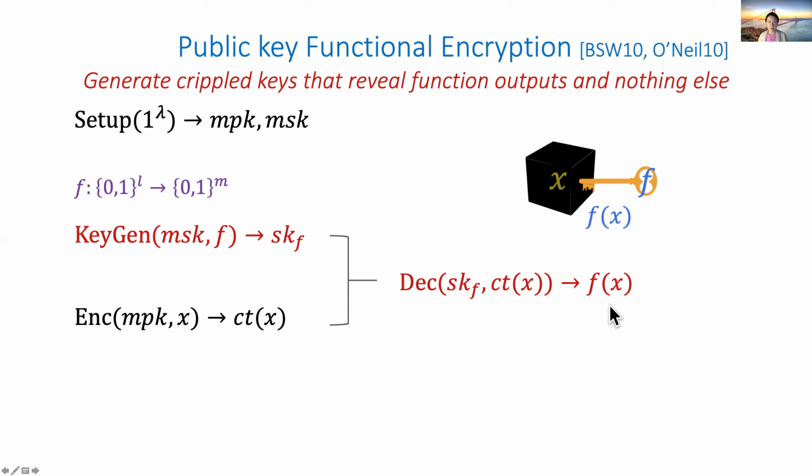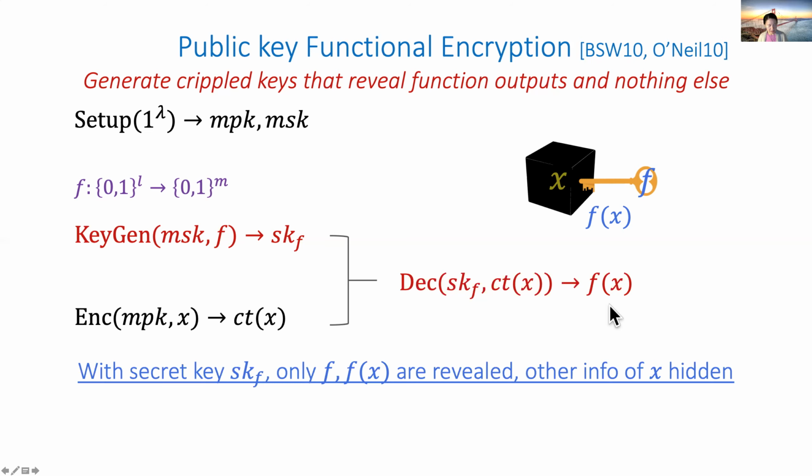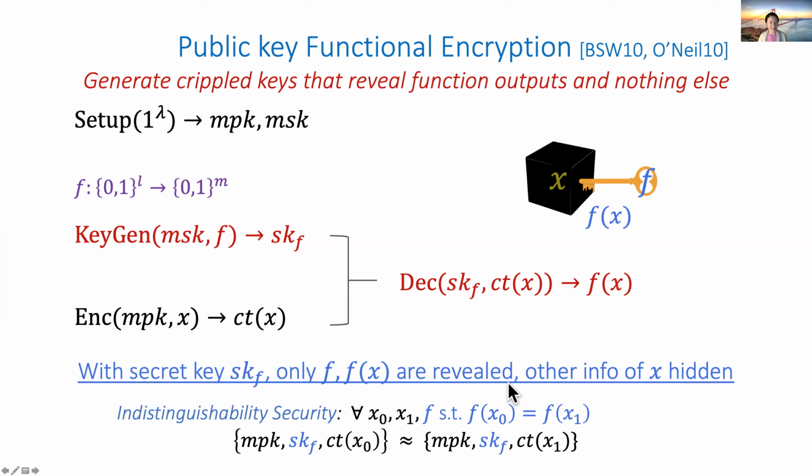Now, the security of functional encryption guarantees that given the secret key for a function f, only the function as well as the output are revealed, and all other information about the encrypted input that is beyond what the output conveys remains hidden. This is formalized by requiring that given the master public key and the secret key for f, ciphertexts for two different inputs that are not separated by the function, in the sense that they have the identical output when evaluated through f, remain indistinguishable.